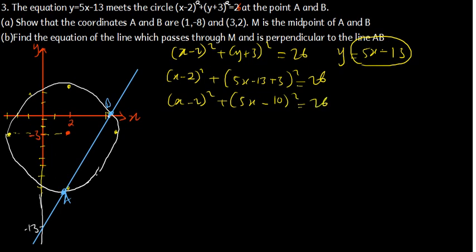Now we can expand at this point. If we want, we can square root on both sides, but it's not a perfect square, so that will give us decimals. Okay, so let's expand this. If we expand that, that will give us x squared minus 4x plus 4.